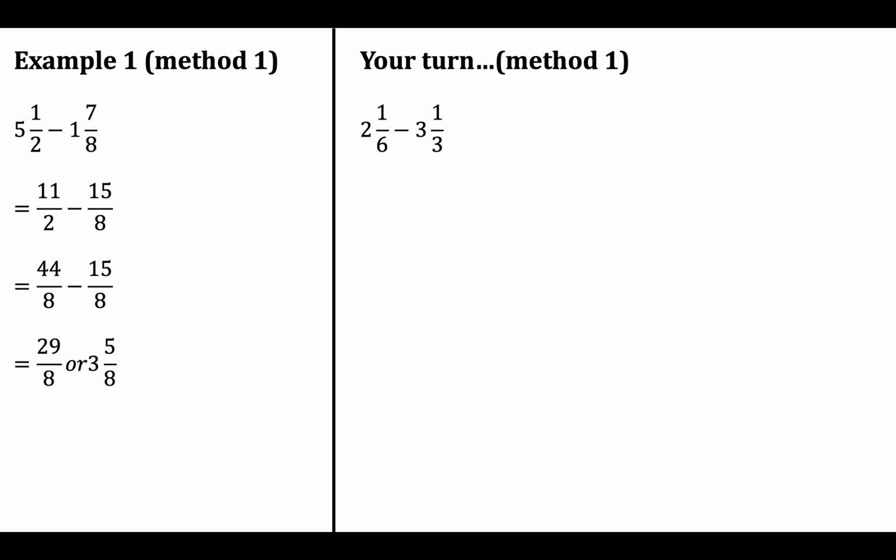So 2 1/6 as an improper fraction is 13/6, and 3 1/3 as an improper fraction is 10/3, giving us 13/6 minus 10/3. We need common denominators here, which for this one entails us changing the 10/3 to 20 over 6. So 13/6 minus 20/6 gives us negative 7/6, or as a mixed number, negative 1 1/6.